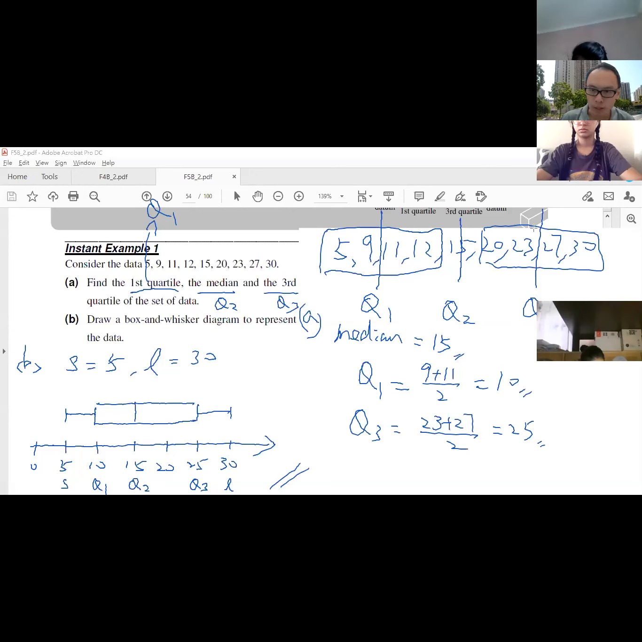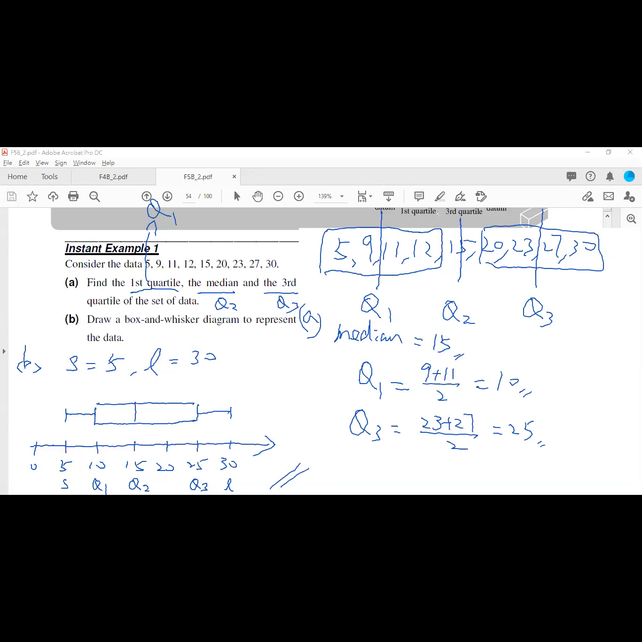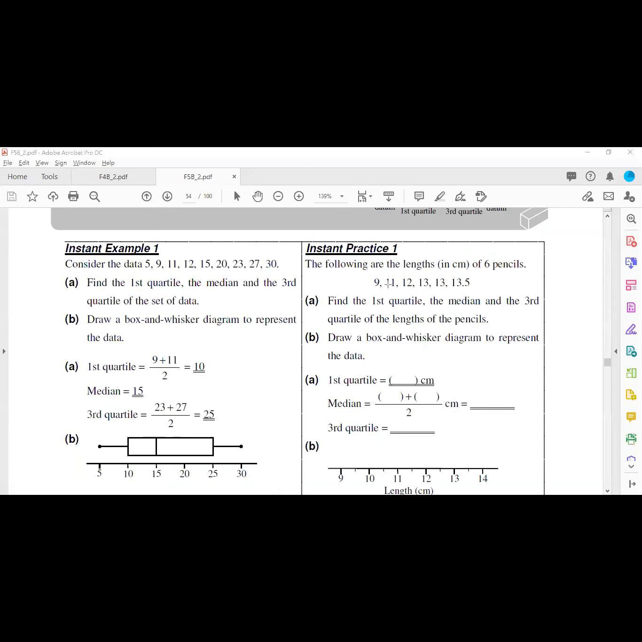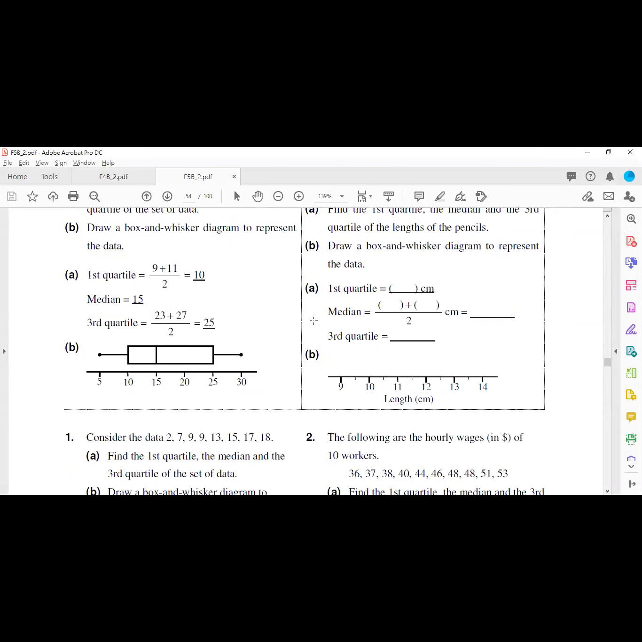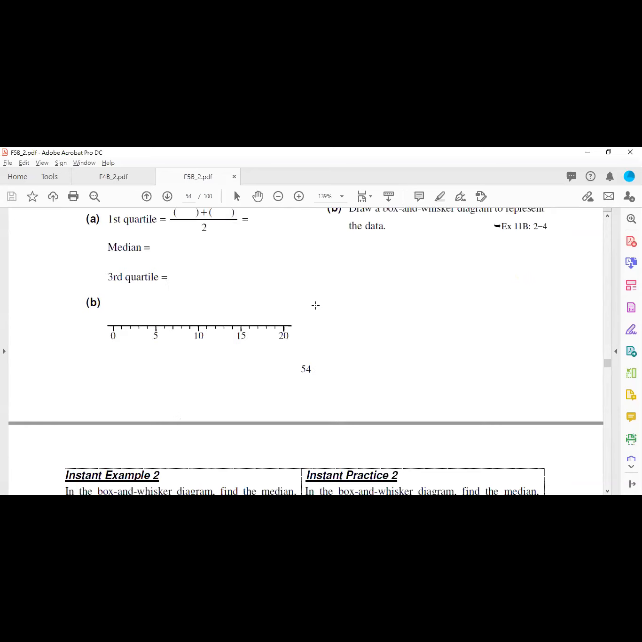Any problems here? So if there's no problems, I would like you to do the classwork now. Instant practice 1, question number 1 and number 2.